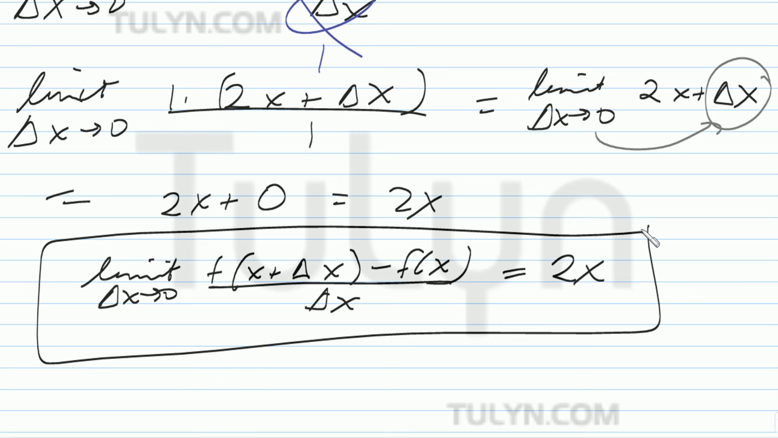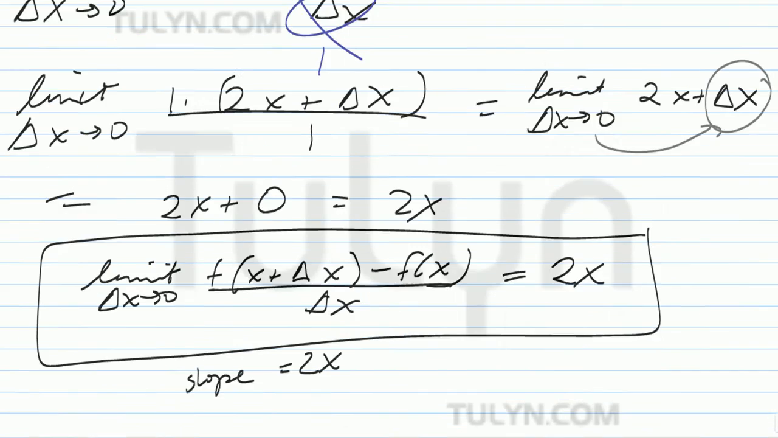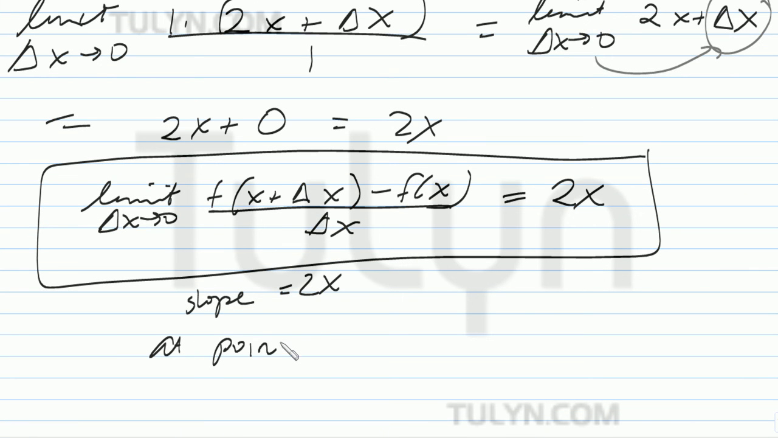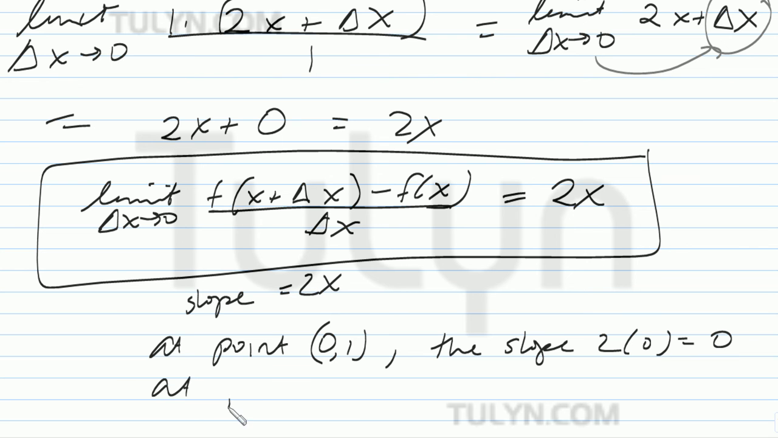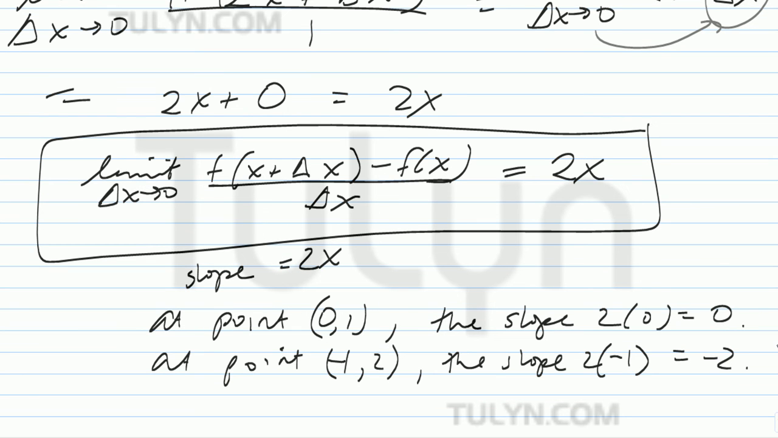And now that I know that the slope is equal to 2x, right? At the point (0, 1), where my x is 0, the slope is 2 times 0, which is 0, right? At the point (-1, 2), the slope is 2 times negative 1, and it's equal to negative 2. So just notice how the slope changes at different points.